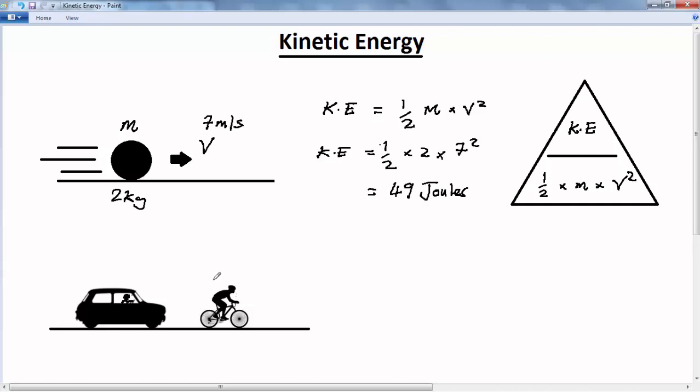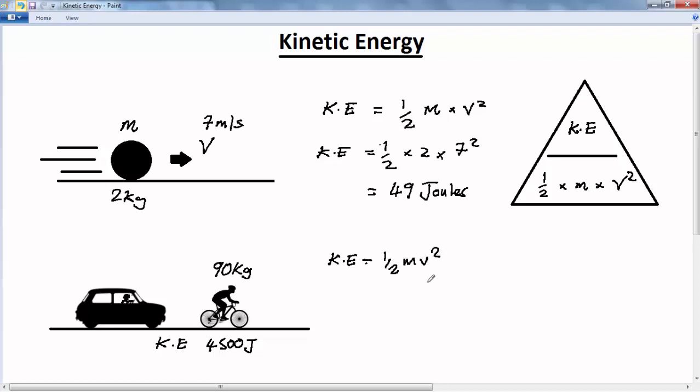So let's have a look at another type of problem. Just say that this cyclist here, the combined mass of the cyclist and bicycle is 90 kilograms. Let's just say we're told that the kinetic energy of the cyclist and bike at this moment is 4,500 joules, and you've got to work out his or her velocity. So you write out the formula first of all. That's the first step. Kinetic energy equals a half mv squared.